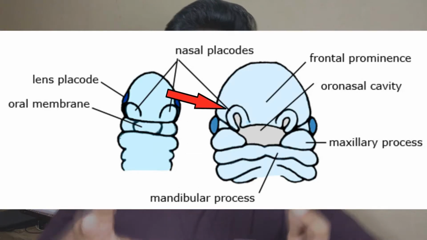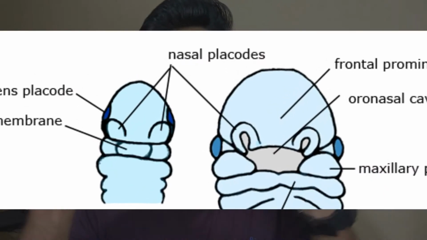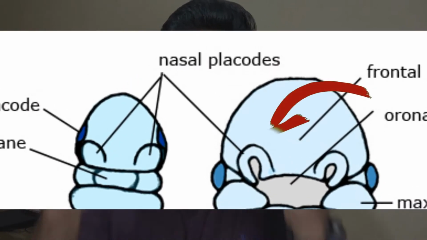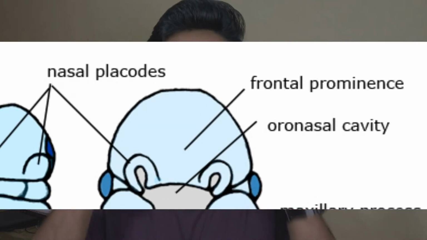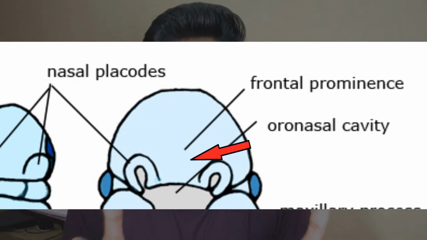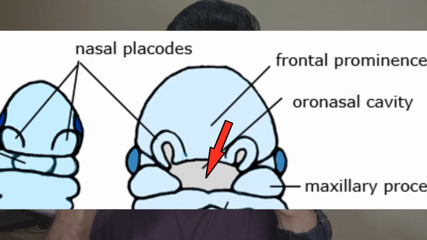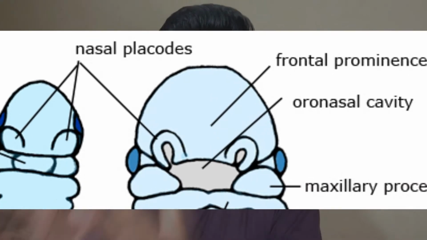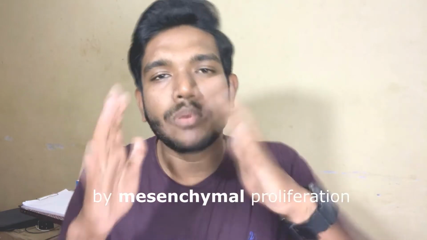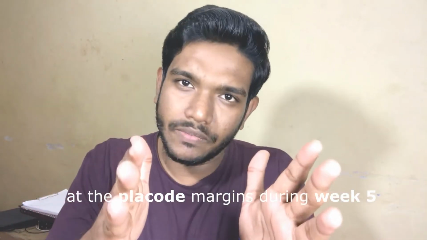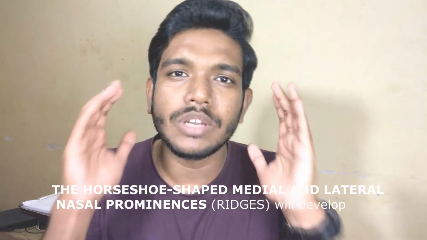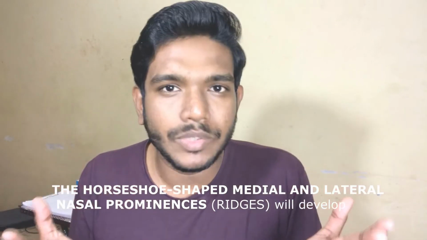For that, we have to know about nasal placodes. So what is nasal placode? It is a bilateral oval-shaped projection on the surface ectoderm that develops on each side of the lower part of frontonasal prominence and just above the stomodium by the end of 4th week. And by mesenchymal proliferation at the placode's margin by week 5, horseshoe-shaped medial and lateral nasal prominences will get developed.